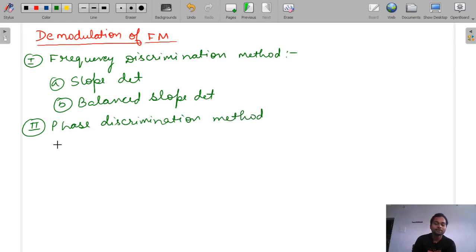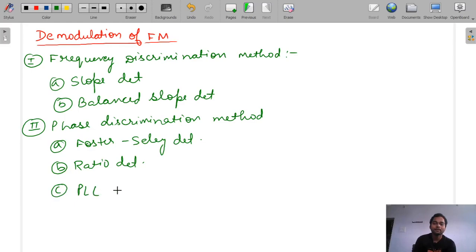In the phase discrimination method, there are three more types: Foster-Seeley detector, ratio detector, and option C, the PLL detector. So we have to study only this C part for the GATE examination. Why? There is one reason. Let's have a note point.